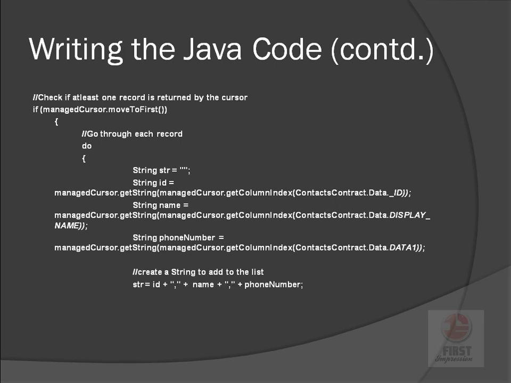Then we'll create a string. The string will contain the ID, comma, the name, comma, the phone number, and we'll add this string to the list. So we'll add this by saying arrListContacts.add. This will actually add the string to the array list. Once the string is added, we will go to the next record in the while loop by saying managedCursor.moveToNext. If the next record is present, this loop will continue to run. If the next record is not present, the while loop will break and you'll come out of it.